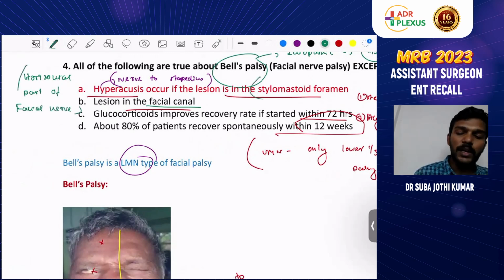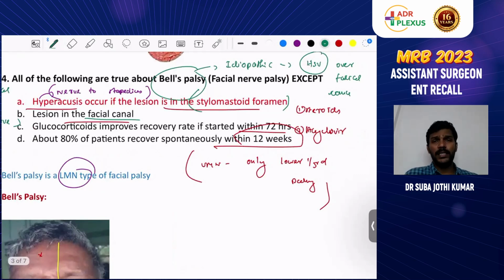So if it involves only the stylomastoid foramen, only the 5 terminal muscular branches get involved: temporal, zygomatic, buccal, marginal mandibular, cervical. Only facial palsy. No hyperacusis, no loss of taste sensation, no loss of lacrimation. So the greater superficial petrosal nerve, nerve to stapedius, chorda tympani nerve, all these nerves will be intact in a lesion of the stylomastoid foramen. So in the stylomastoid foramen, hyperacusis will not happen. So that is the answer for this question. Clear? So all 3 other options are correct.